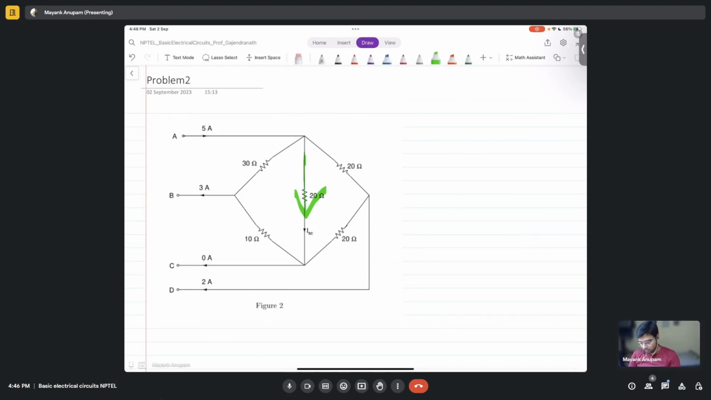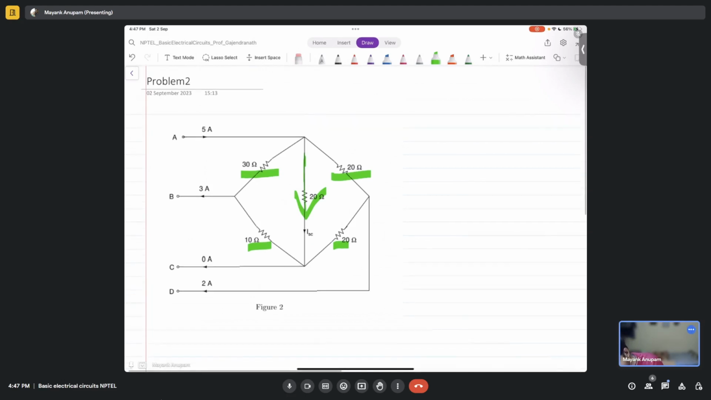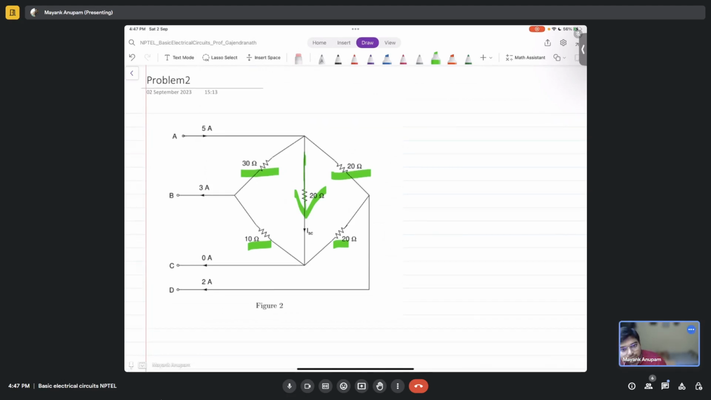Check the bridge balance condition first. Yeah, so let's check that. So what is the bridge balance condition? The ratio between this and this should be same, right? That is clearly not true. Correct? Am I right? Yes, sir, that is clearly not the case. So it is not a balanced bridge, right? It is an unbalanced bridge. Am I right?